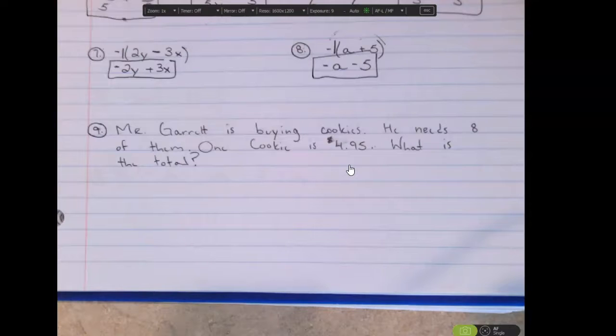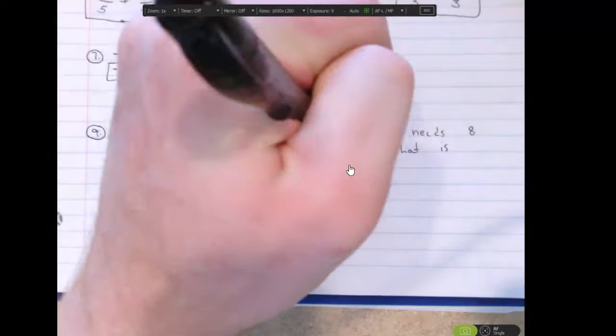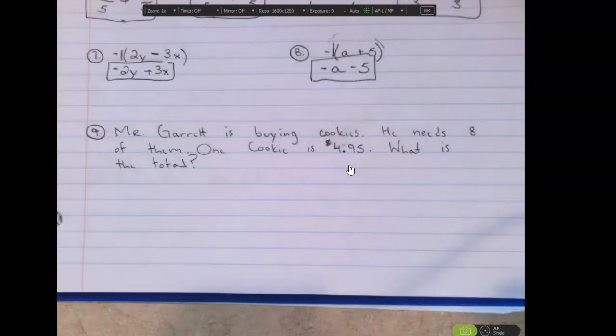So, number 9 here, I've got Mr. Garrett is buying cookies. He needs 8 of them. One cookie is $4.95. What is the total? These are some expensive cookies, and hopefully they are pretty good, considering one cookie is $4.95.